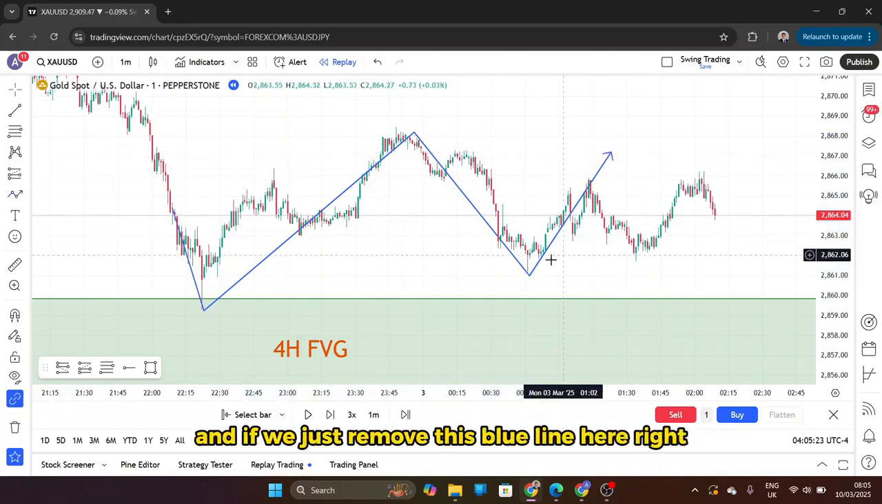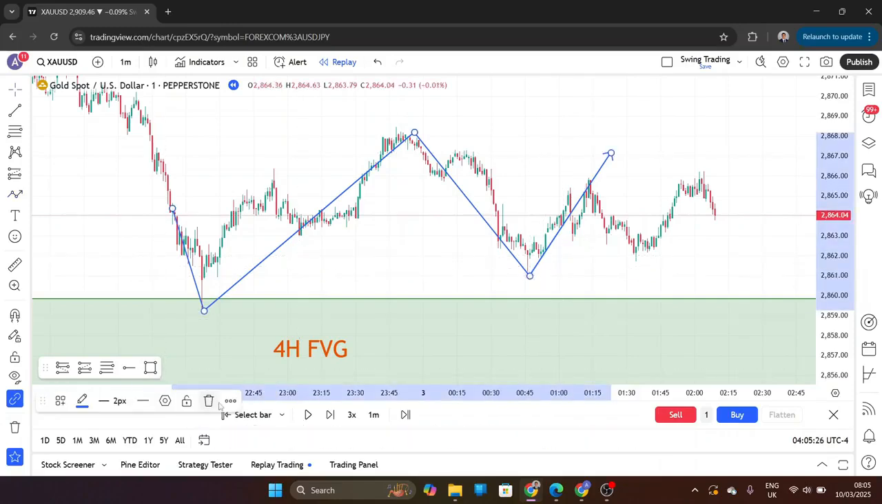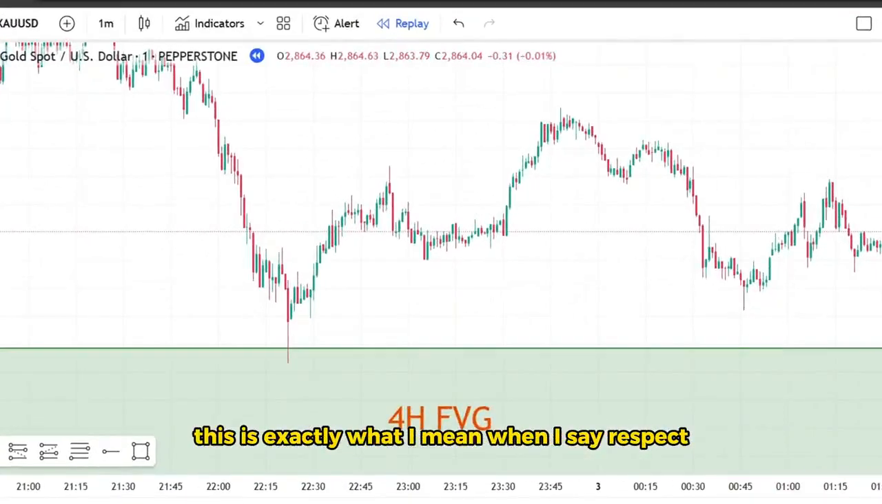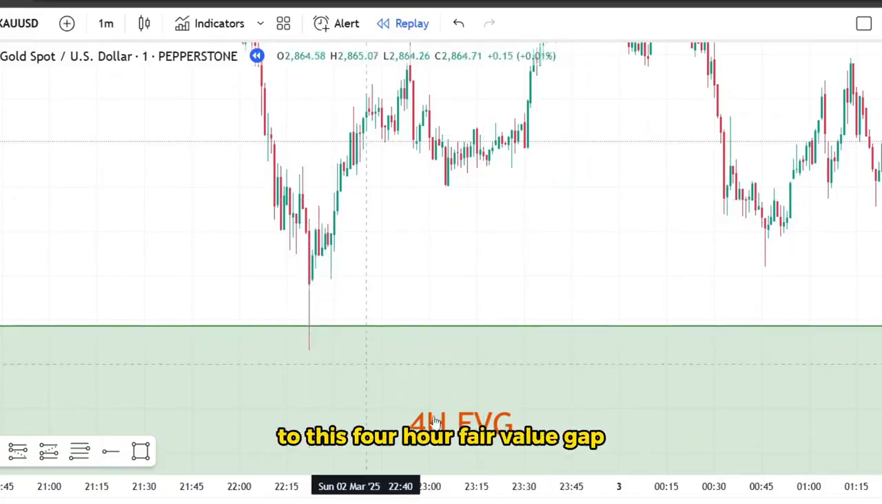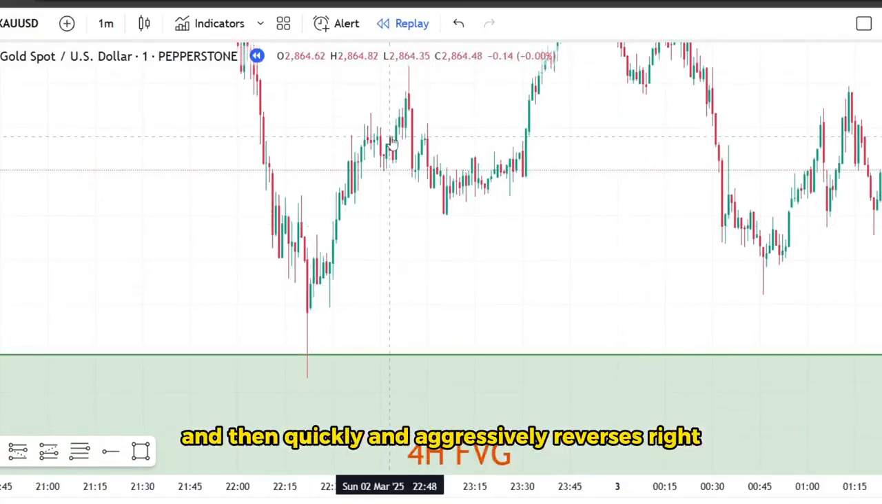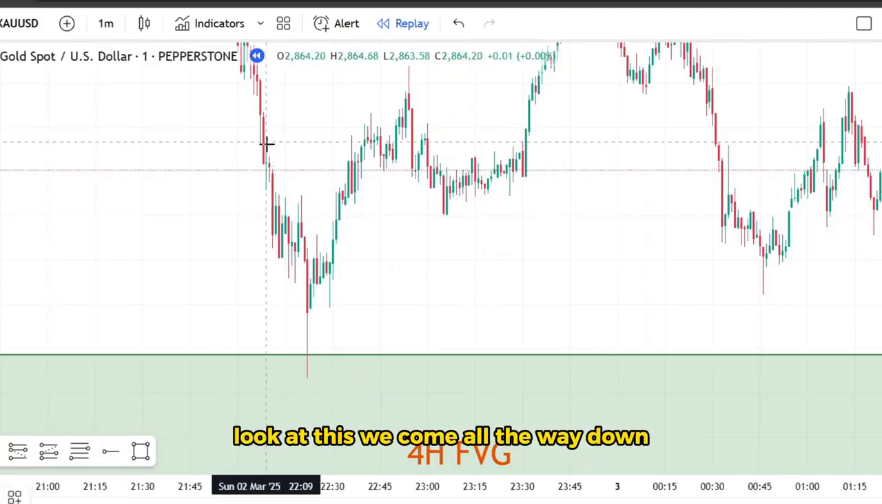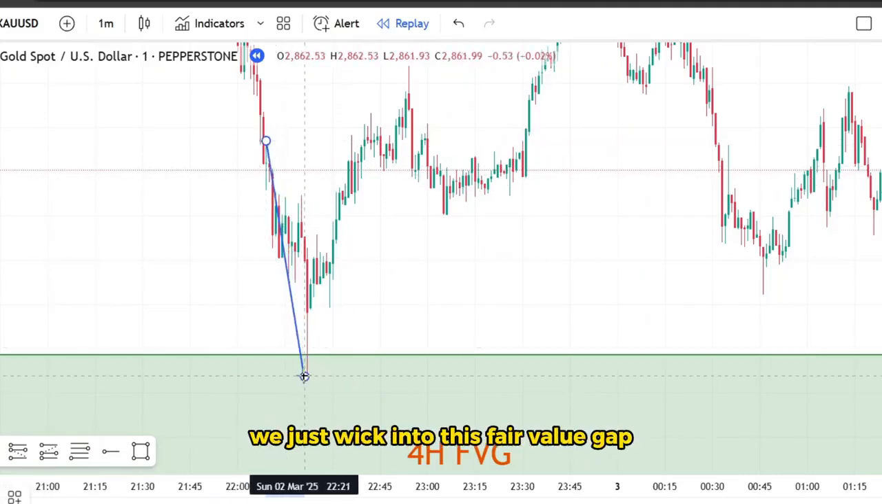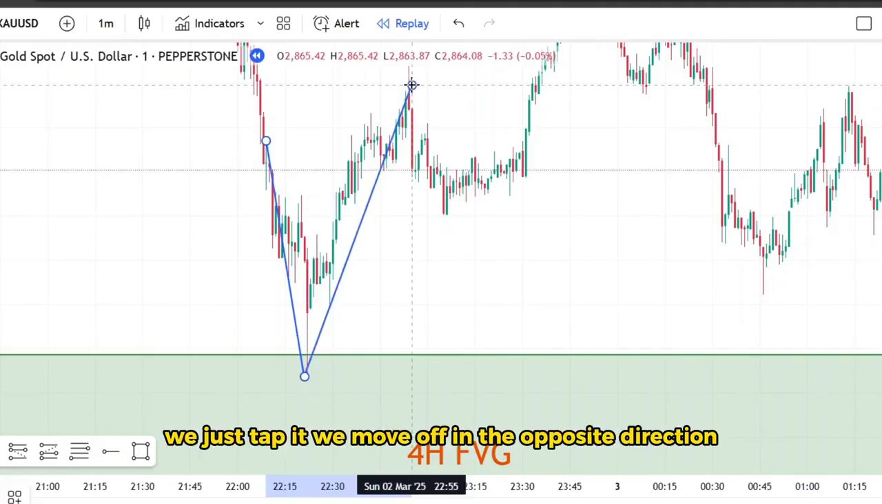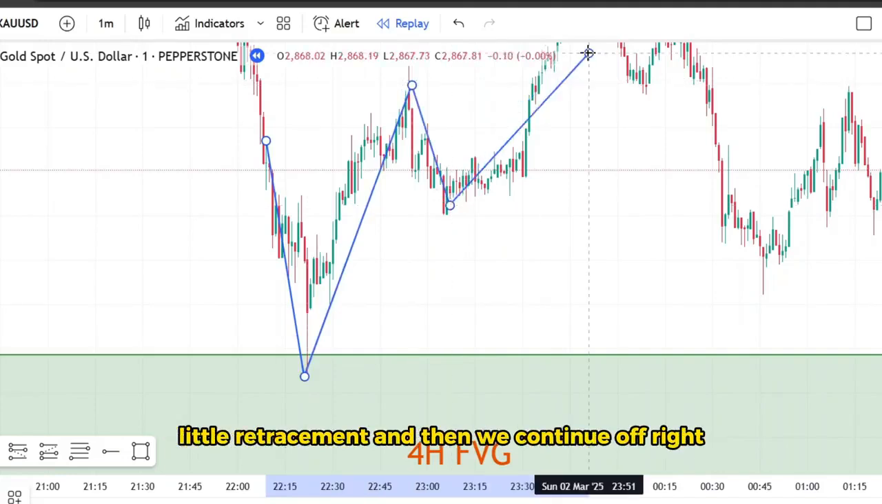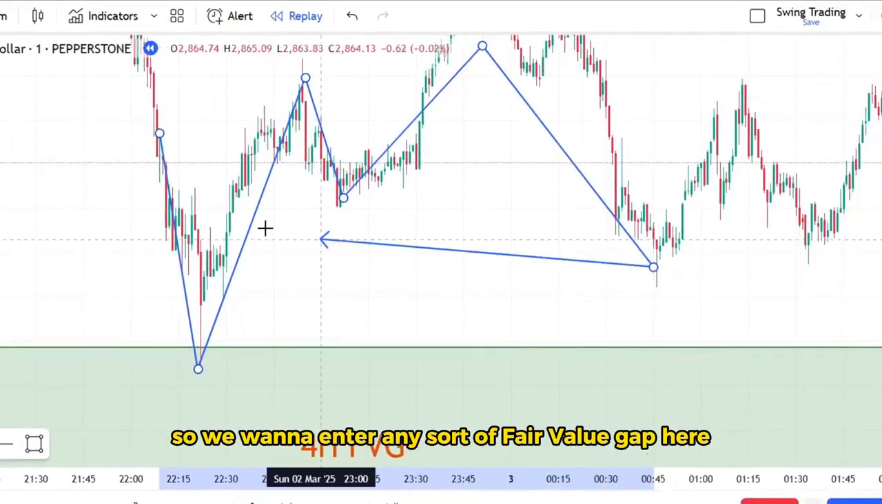And if we just remove this blue line here, right? Just look at this, right? Look at the respect. This is exactly what I mean when I say respect. Do you see how price wicks in to this 4 hour fair value gap and then quickly and aggressively reverses, right? Look at this. We come all the way down. We just wick into this fair value gap. We just tap it. We move off in the opposite direction, little retracement, and then we continue off, right? So we want to enter on any sort of fair value gap here.